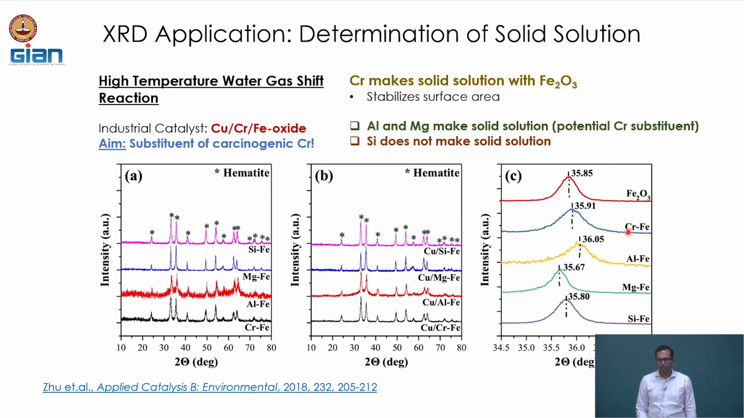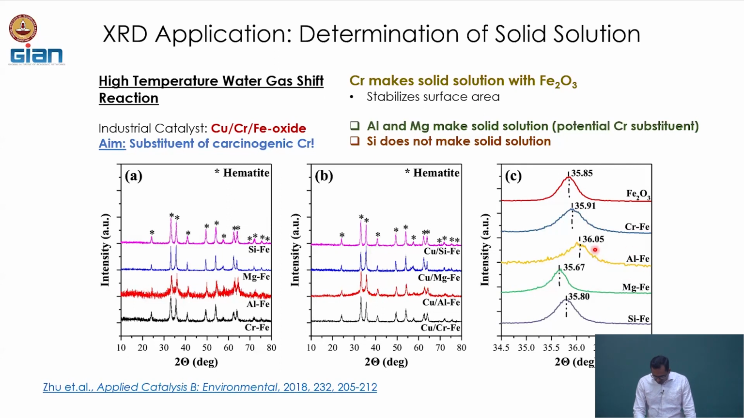Chromium is not so different from iron in ionic radius, because of the similar atomic mass. So addition of chromium only shifts the peak a little bit, only by 0.06 degree. Whereas we have to keep in mind that the ionic radii of aluminum, magnesium and silicon are far different from iron. So if these materials are going to make a solid solution, then we are going to see a significant shift in the iron oxide peak, because these elements are going to be in the lattice of iron oxide, and hence the lattice structure and the bond lengths are going to change, which is going to be reflected in the 2 theta degree. Okay.